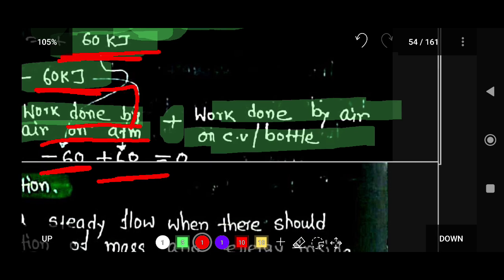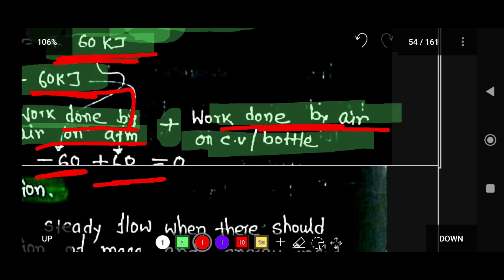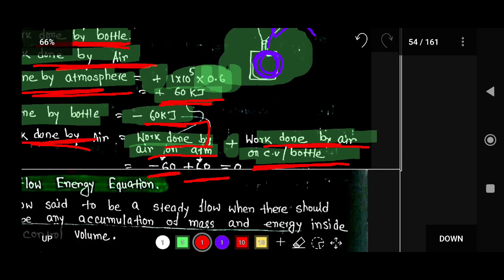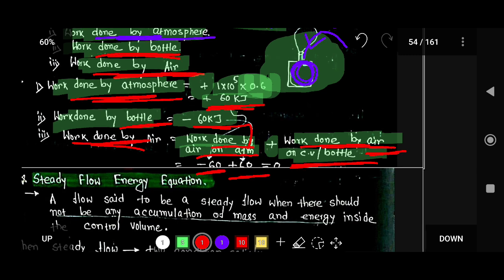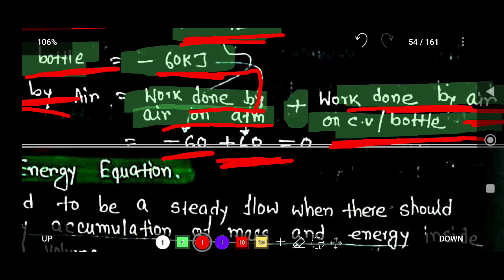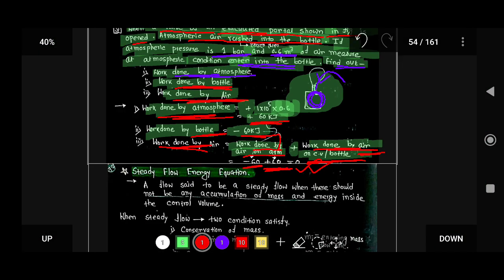Understand that the work done by air on control volume, that is on the bottle, is plus 60 kilojoule. So minus 60 plus 60, the answer will be 0. So what is the answer of this question? That is 0. Okay, if you have any doubt, you can comment.